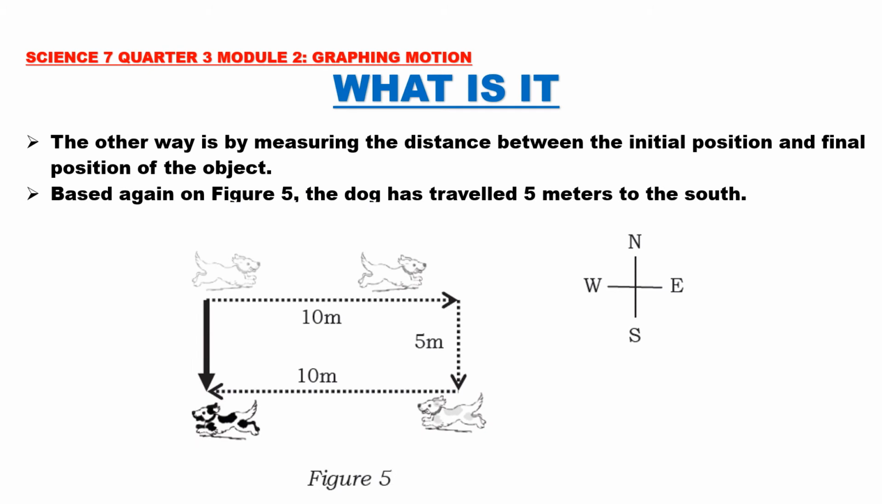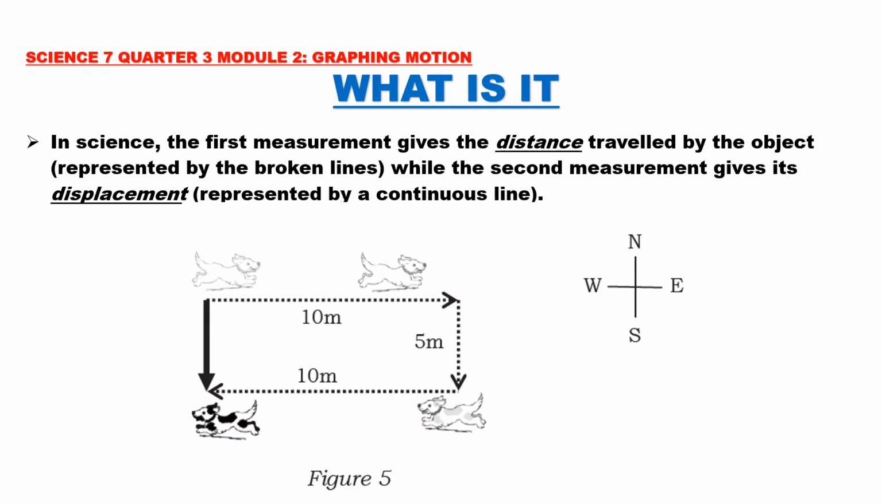Next, the other way is by measuring the distance between the initial and final position of the object. So, based again on figure number 5, the dog has traveled 5 meters to the south. So, bakit 5 meters to the south? Ang initial position ng dog ay dito. Yan. So, tingnan nyo itong pointer ko. And then, the final position of the dog is here. So, if we are going to measure the distance between the initial position and the final position, it would be equal to 5 meters to the south.